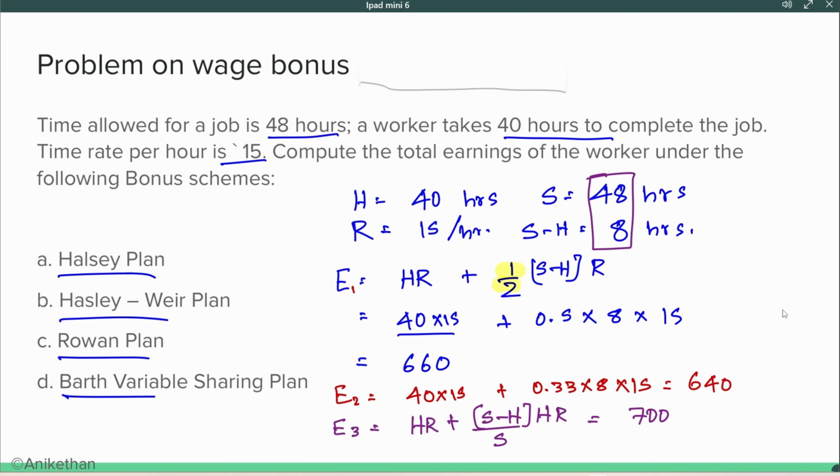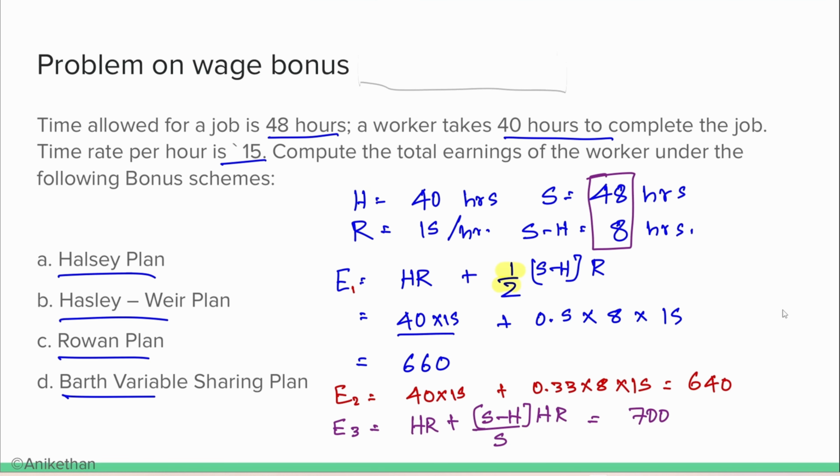And the last one is Barth variable, where the equation of earning is R into square root of S into H. So this is nothing but R, which is 15, multiplied by square root of 48 into 40. So if you calculate this, you will get around 658.